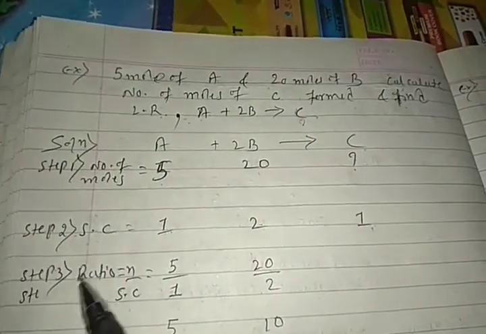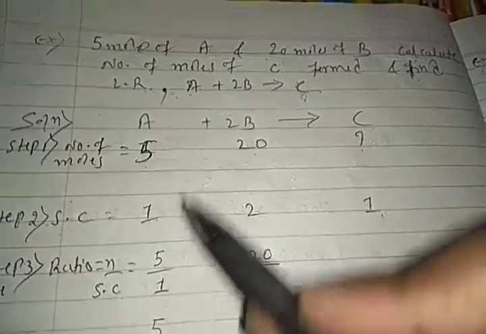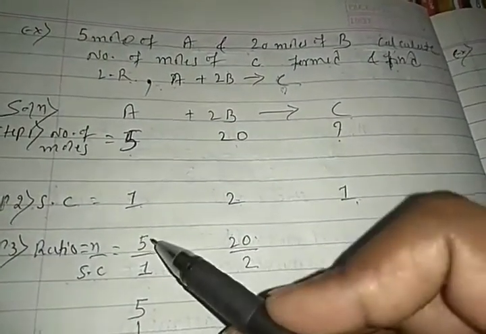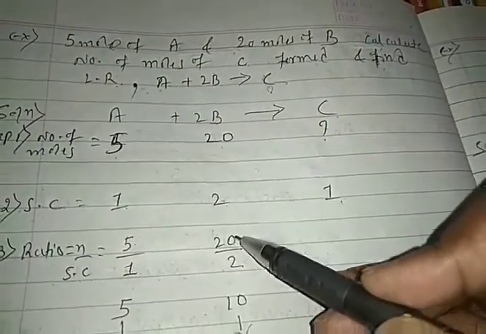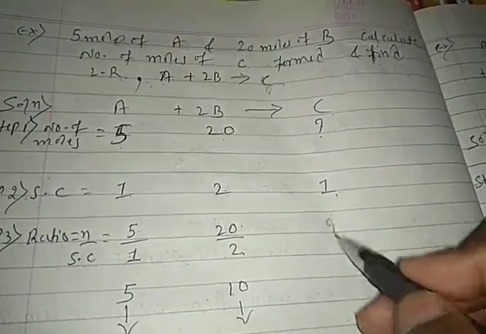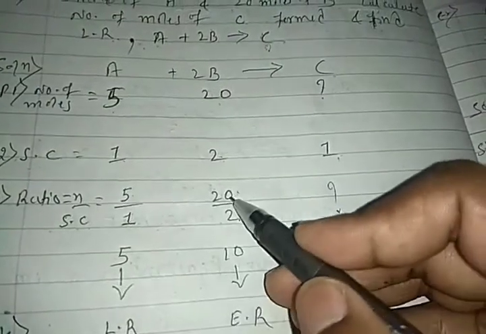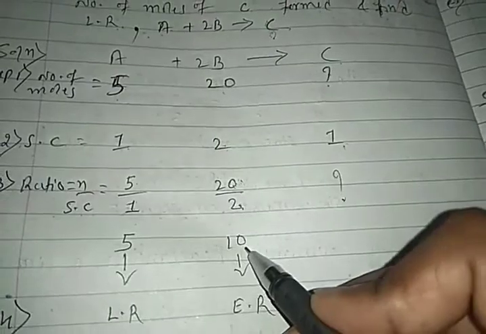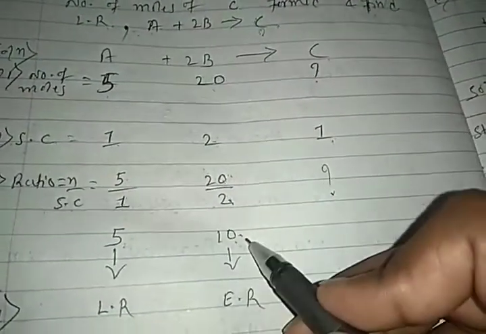Step 3. Ratio, n by SC. Small n stands for number of moles. Moles by stoichiometry: 5 moles by 1, 20 moles by 2. 5 moles by stoichiometry of A, which is 1, and 20 moles of B, whose stoichiometry is 2. So 5 by 1 is 5, 20 by 2 is 10. So 5 for A, 10 for B.